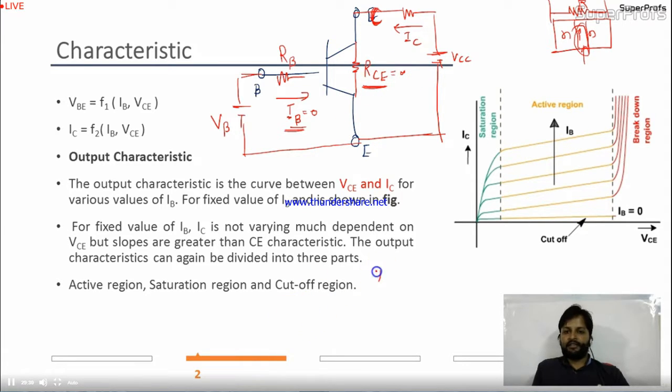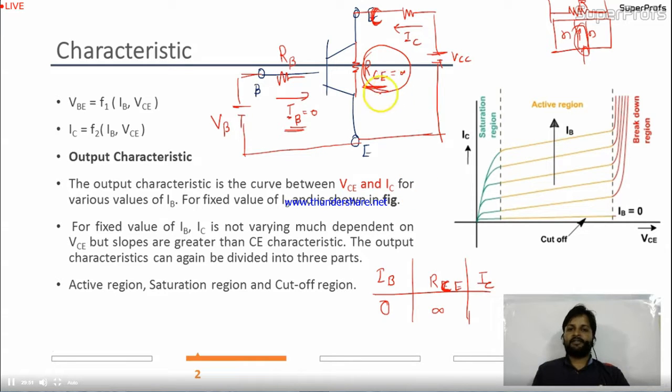The situation is like this is IB and this is RCE, and here IC is given. If IB is 0, resistance between collector and emitter is infinity. Okay, so can I say this resistance between collector and emitter is controlled by IB? So IC in this case will be 0. But as you increase the IB, suppose let's take it 1 micro, there will be some resistance. Let's take resistance value 1K. You are having some current IC over here.